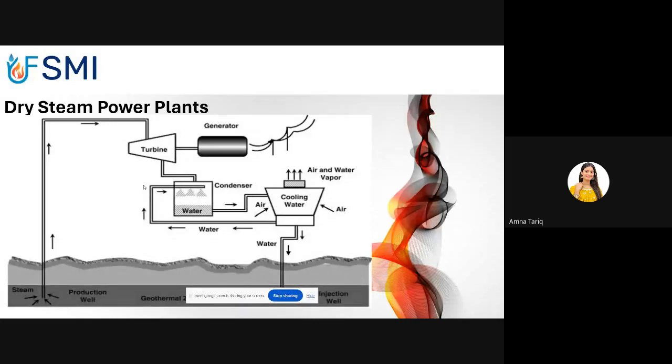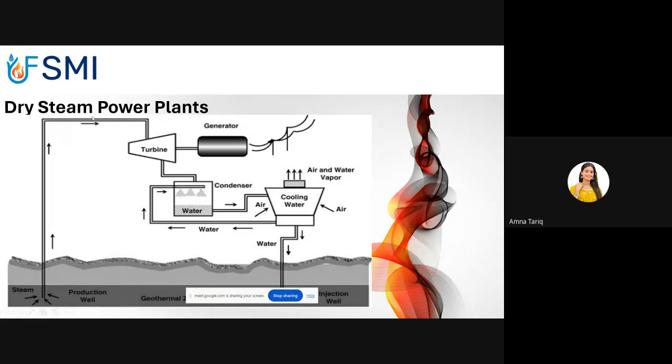The process starts with an underground steam or hot water reservoir. This heat source is labeled geothermal zone in the diagram. Wells are drilled to tap into this reservoir and steam or hot water is extracted from this well. So next, this is a turbine. The extracted steam or hot water traveling upwards through the well spins the turbine blades, so the turbine converts the kinetic energy of the moving steam into rotational energy.